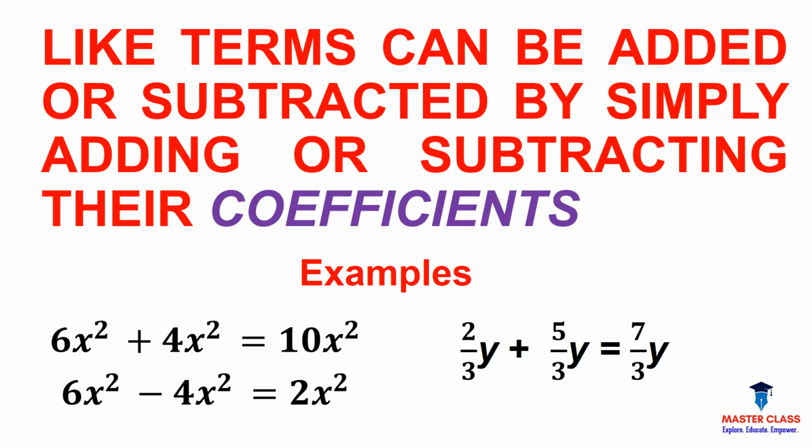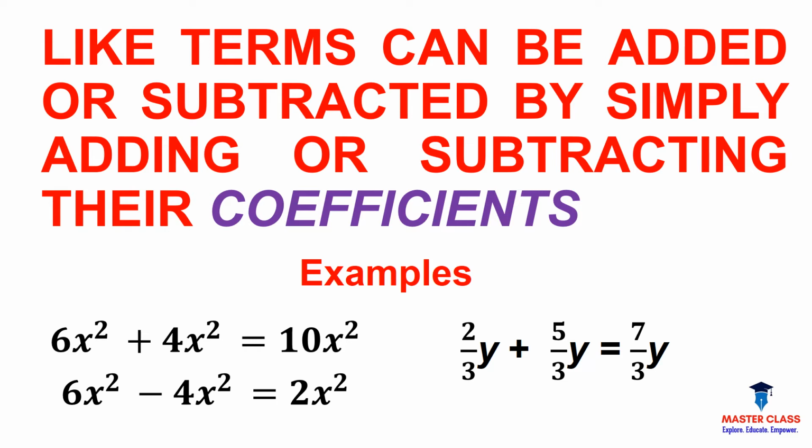The importance of like terms can be seen if we note that they can be simply added or subtracted by adding or subtracting their coefficients. We can see a couple of examples here. In the first example, we can add 6x squared with 4x squared simply by adding 6 and 4 to get 10x squared. Similarly, we can subtract 4x squared from 6x squared by simply subtracting 4 from 6 to get 2x squared.